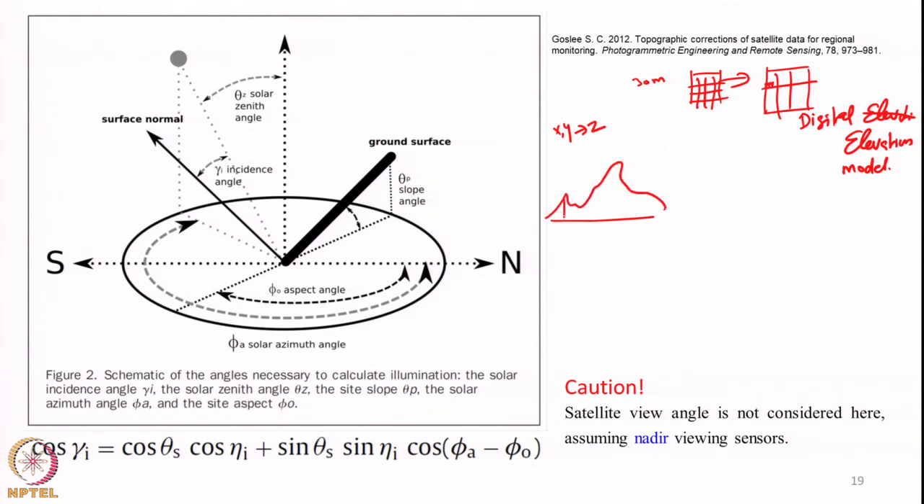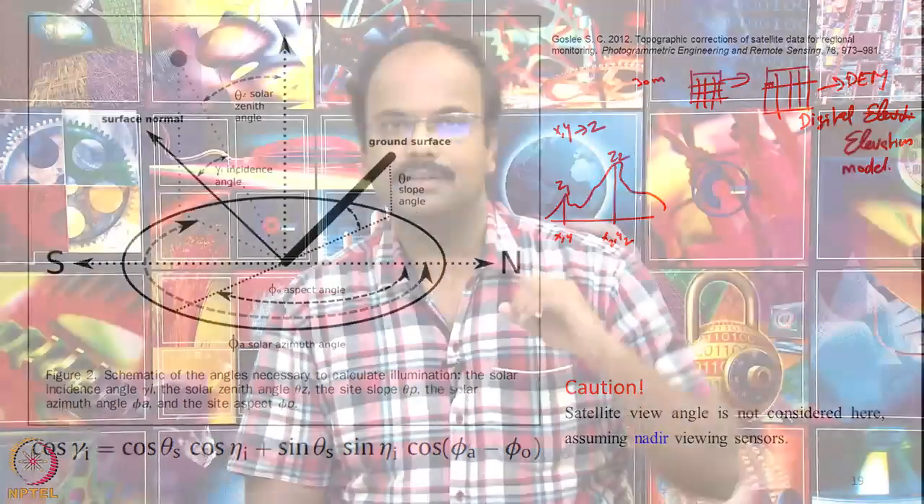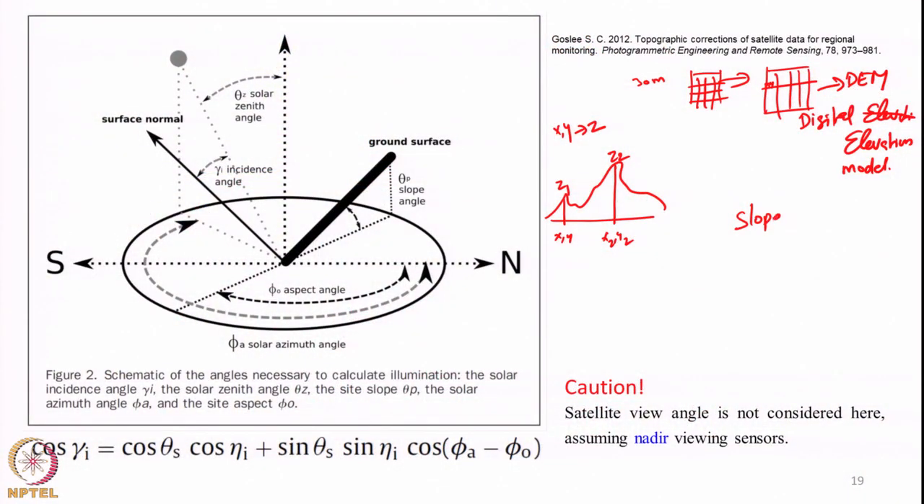If this is the terrain, for this xy, what is the z value? For this xy, what is the z value? Like this, if you create a matrix, this is what we call a DEM, digital elevation model, simply saying. If we have such a DEM, then we will have the elevation for each point. If we have that, we can calculate certain properties of the terrain. What are the properties we can calculate? We can calculate the slope of the terrain and the aspect of the terrain.